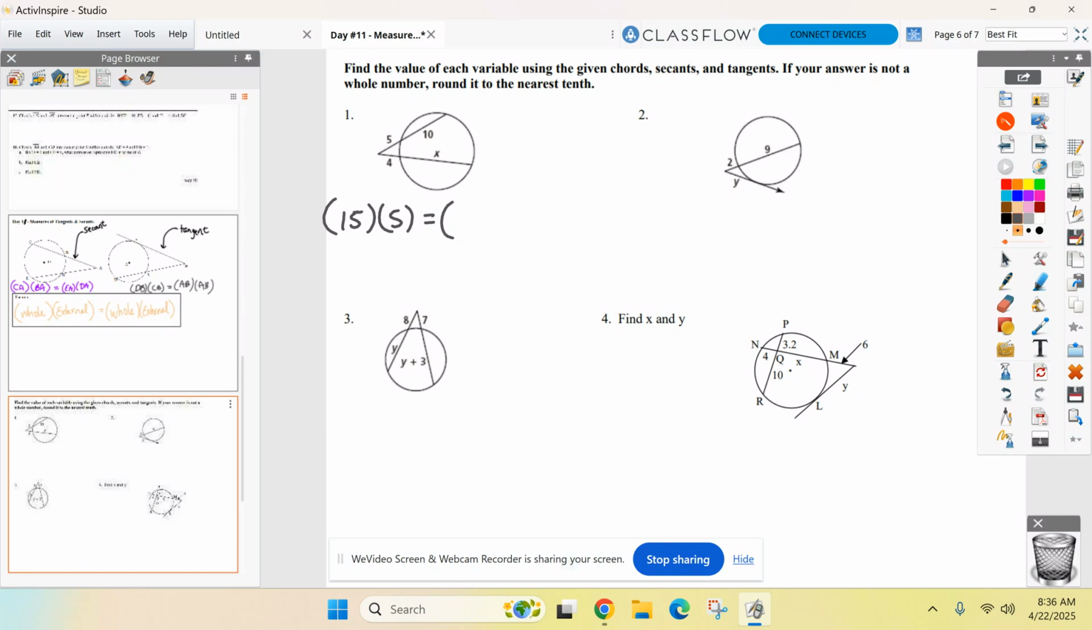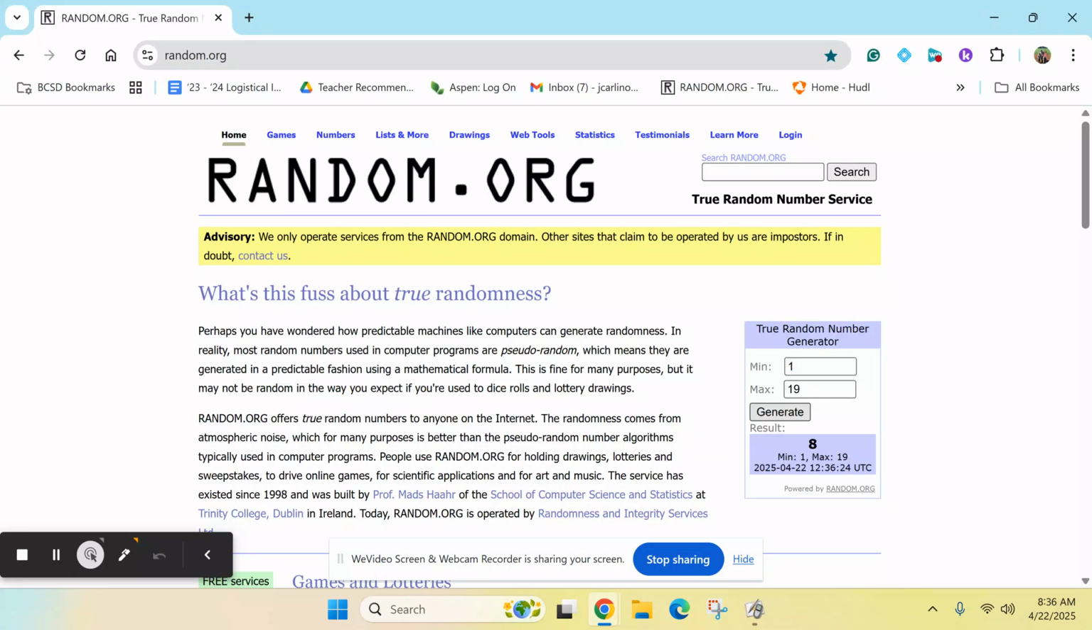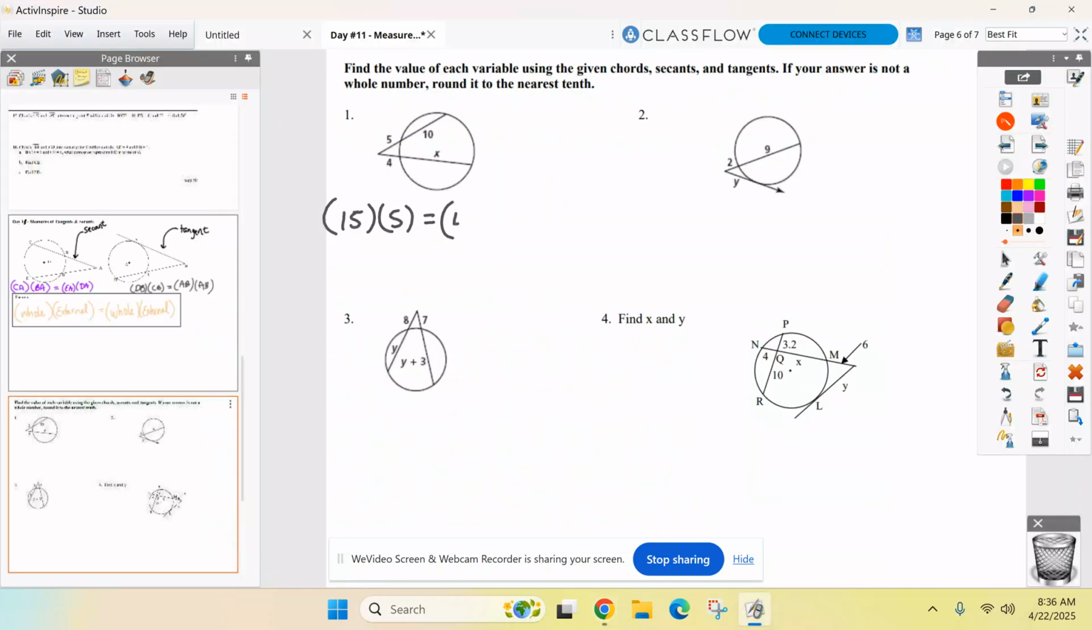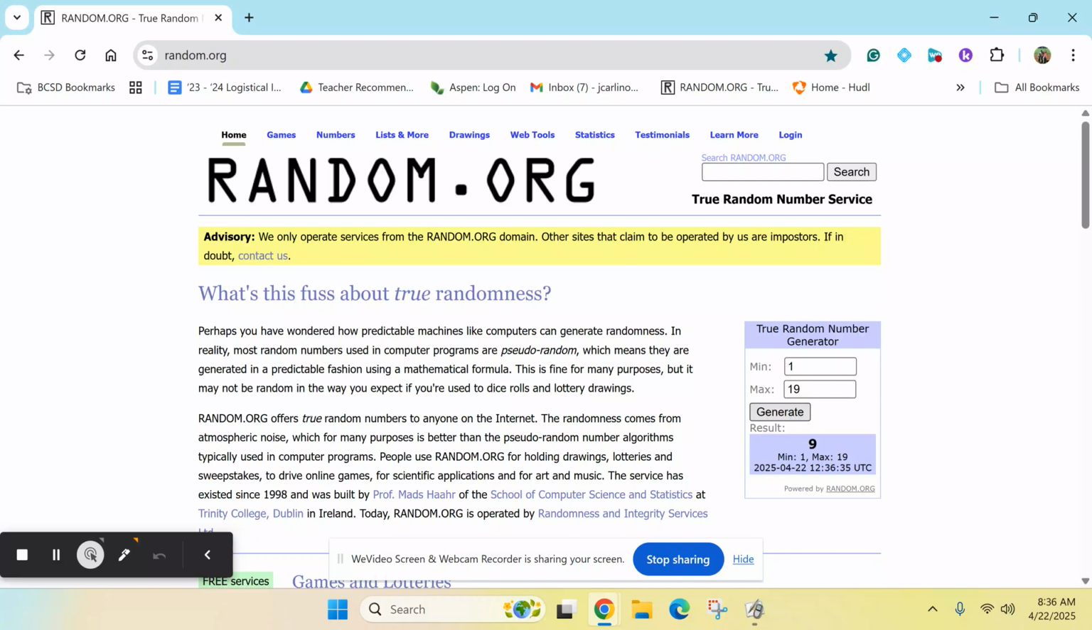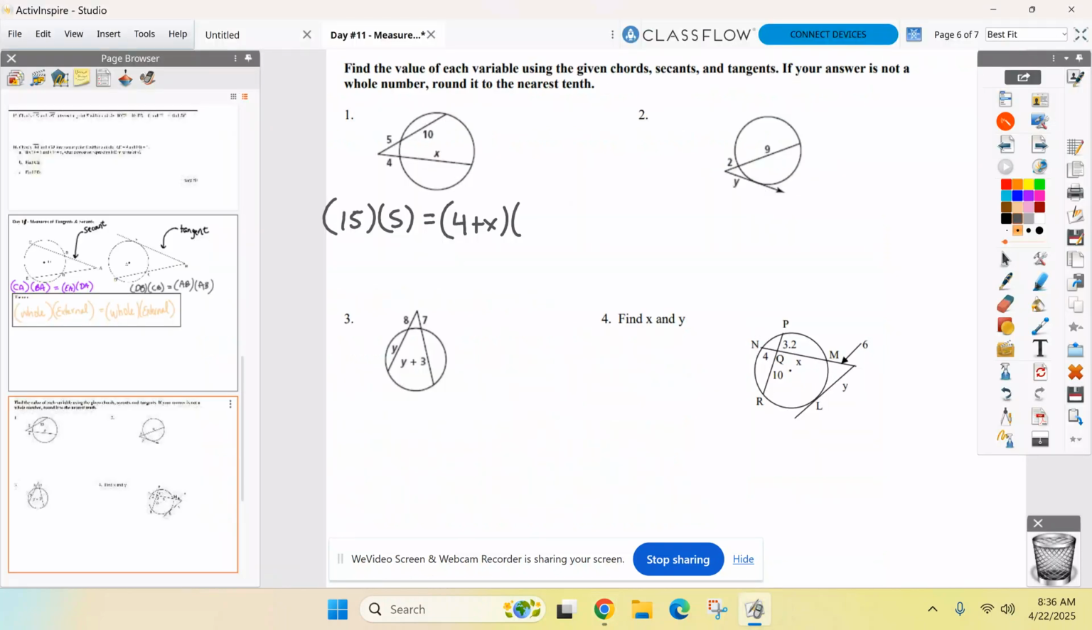Now watch your mouth here. What's the other whole secant length? And it's not 4x. I don't multiply those two there. How do I write how long the other whole secant's going to be? 4 plus x times its external part. What's the part on the outside there? 4. All right, so that's how that one is set up.